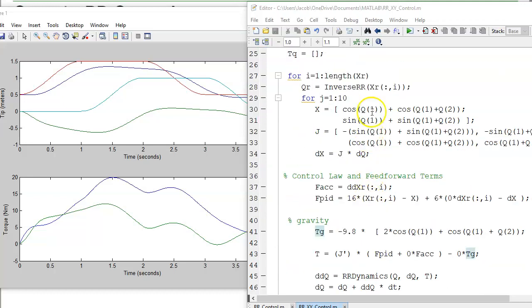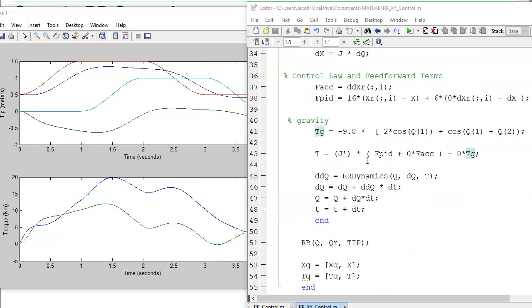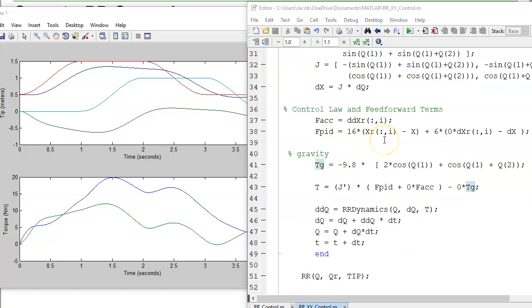Here's the control law. Given the tip position, I know the joint angles. The j equals 1 to 10 just lets me make the integration step size 10 times smaller, which gives better numerical properties. At any given point, I know the tip position, I know the Jacobian. The velocity is the Jacobian times the joint velocities by the feedback control law.